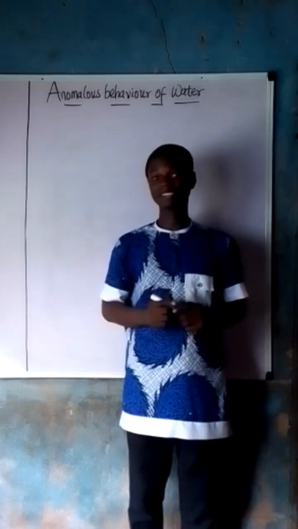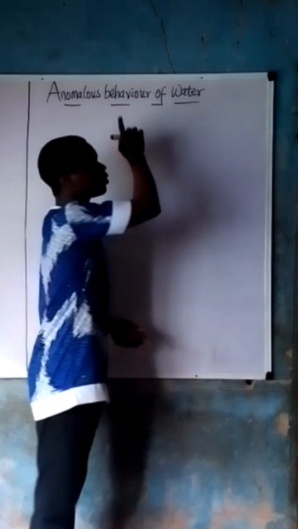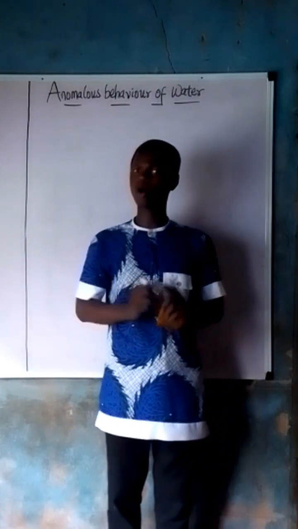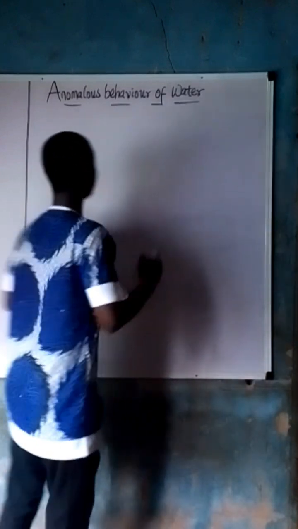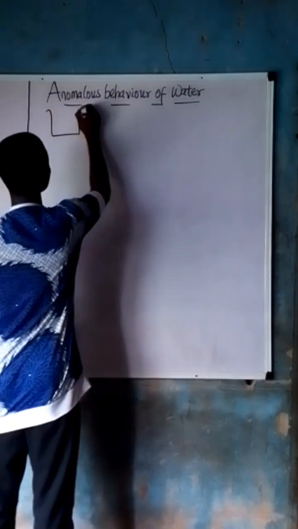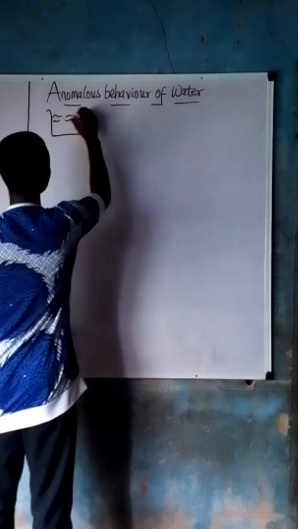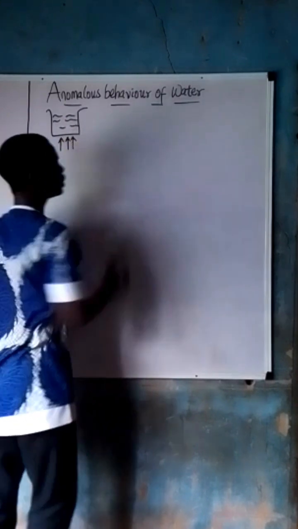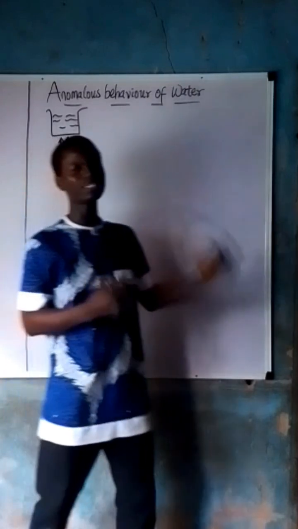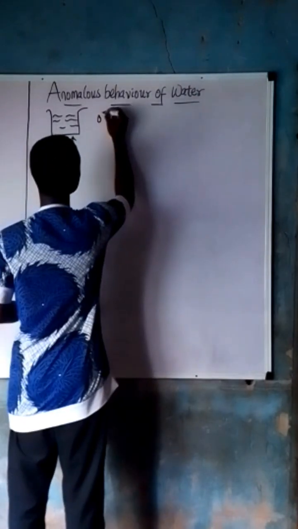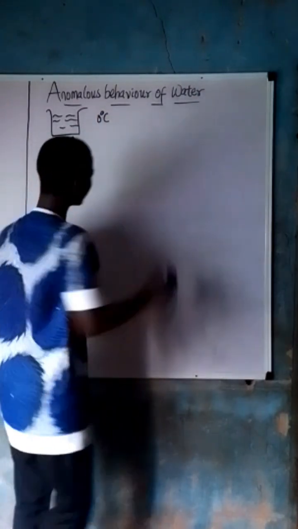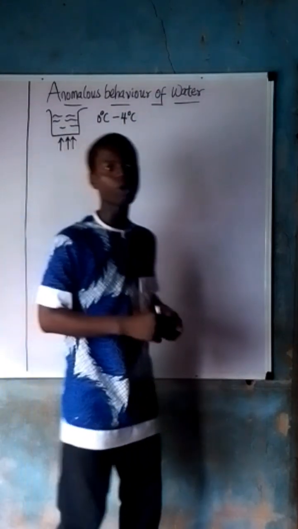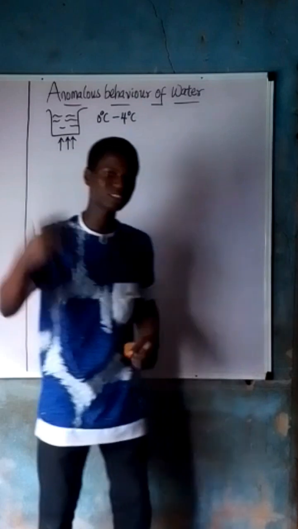In today's video lesson, we shall be learning about the anomalous behavior of water. Okay, we are going to be learning about the anomalous behavior of water. So let's get started. Now, assuming you have a bowl of water, and heat was applied to heat the bowl. Assuming the bowl was at 0 degrees Celsius to 4 degrees Celsius, there are a set of abnormal changes that occur.